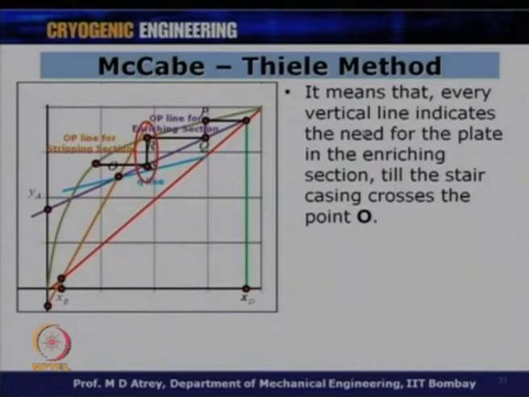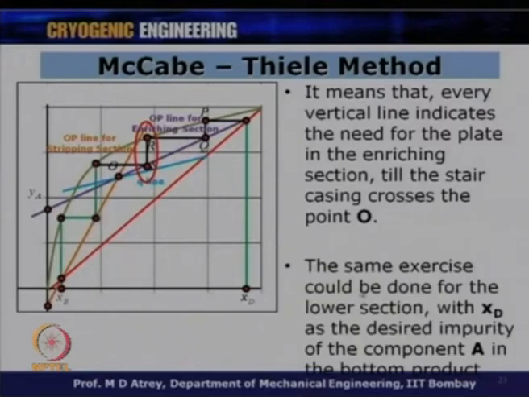It means that every vertical line indicates the need for a plate in the enriching section till the staircasing crosses the point O. That means we will go on doing this staircasing till the time we hit point O, and these are the number of plates required in order to get a particular purity, depending on the slopes of the operating line and the Q line.